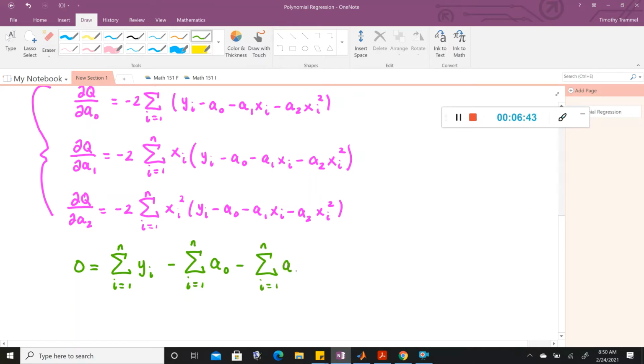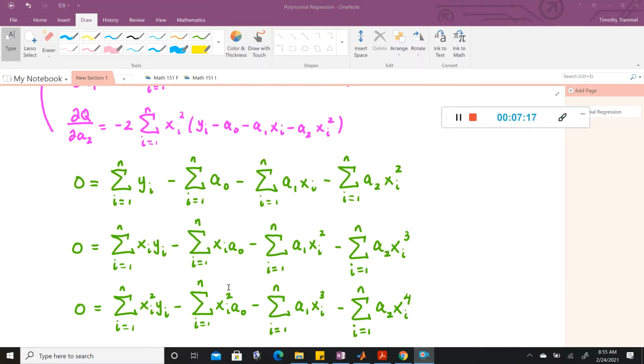And this one's A sub 1 x sub I. Okay. And then a minus the sum from I equals 1 to n of A sub 2 x sub I squared. Okay. And I think I'm just going to pause the video for a minute and write in these next 2 equations broken up like this. You can try it yourself here and pause the video too if you'd like.